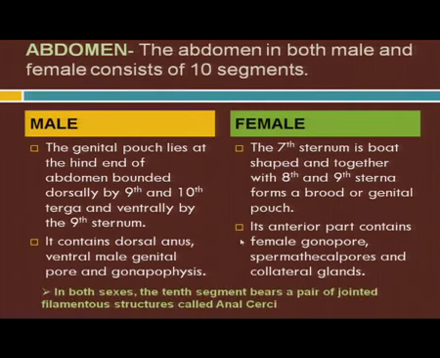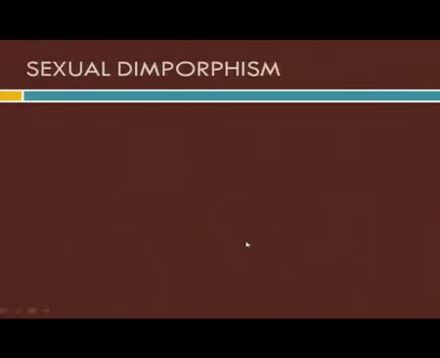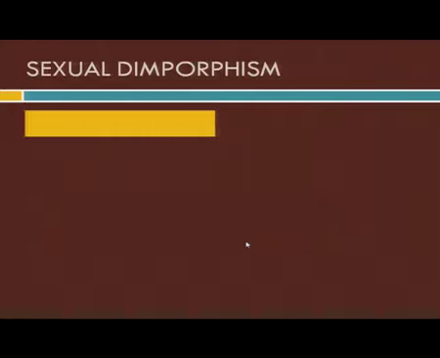In both sexes, the 10th segment bears a pair of jointed filamentous structures called anal cerci. So, in both these sexes, the 10th segment bears a pair of jointed filamentous structures which is known as anal cerci, which we will discuss. Now coming to sexual dimorphism.